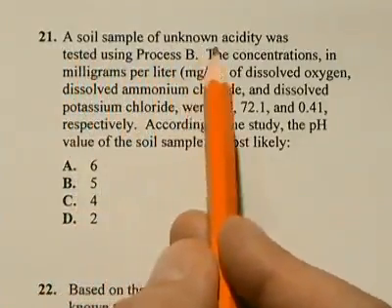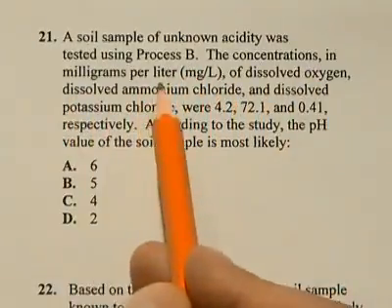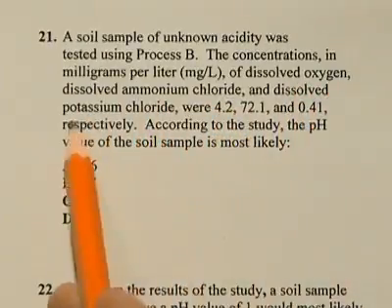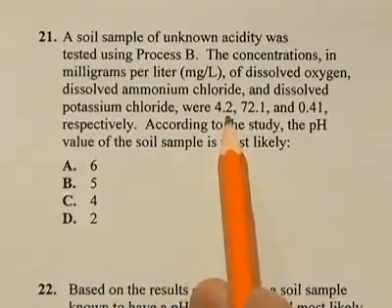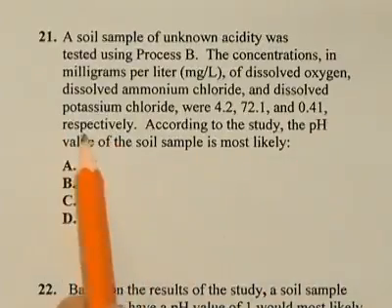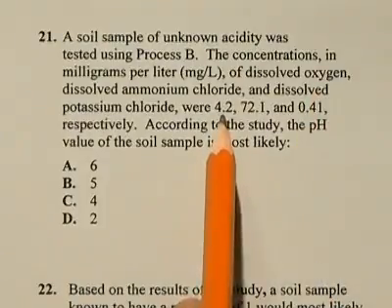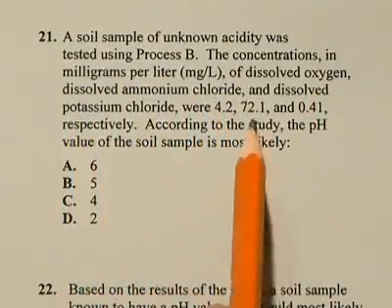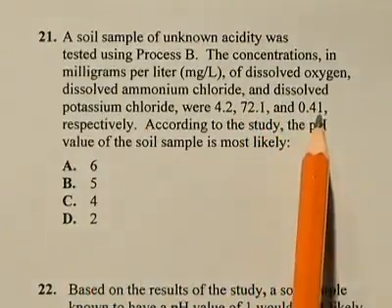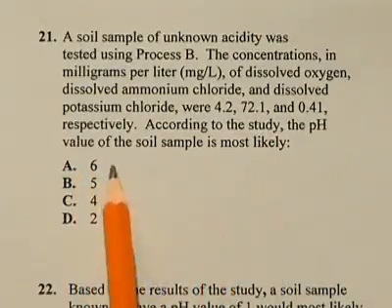A soil sample of unknown acidity was tested using process B. The concentrations in milligrams per liter of dissolved oxygen, dissolved ammonium chloride, and dissolved potassium chloride were 4.2, 72.1, and 0.41 respectively. Respectively means in that order. So the level of dissolved oxygen was 4.2, the level of dissolved ammonium chloride was 72.1, and dissolved potassium chloride was 0.41. According to the study, the pH value of the soil sample is most likely which one of these?